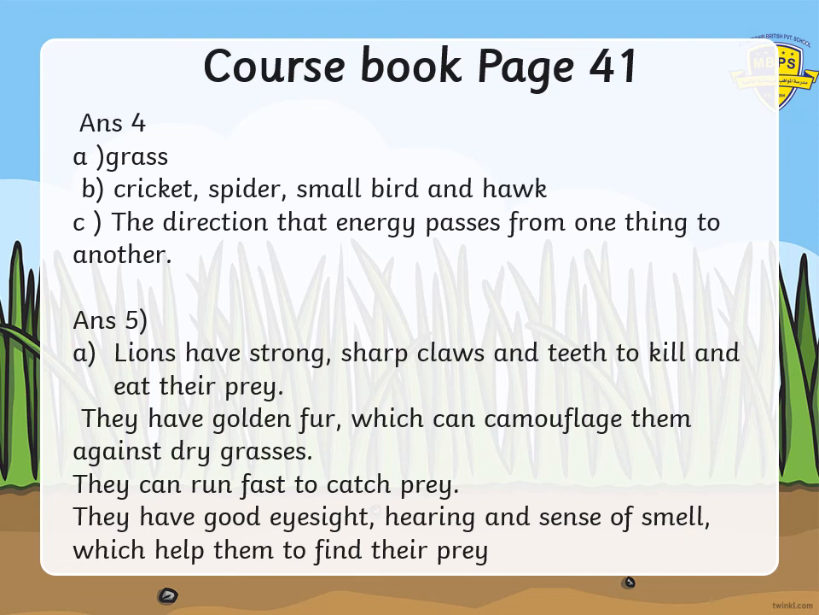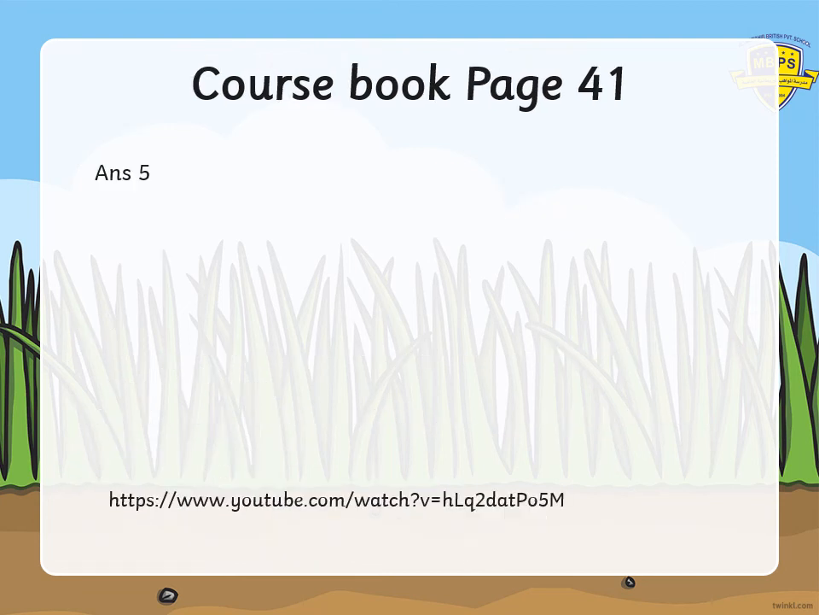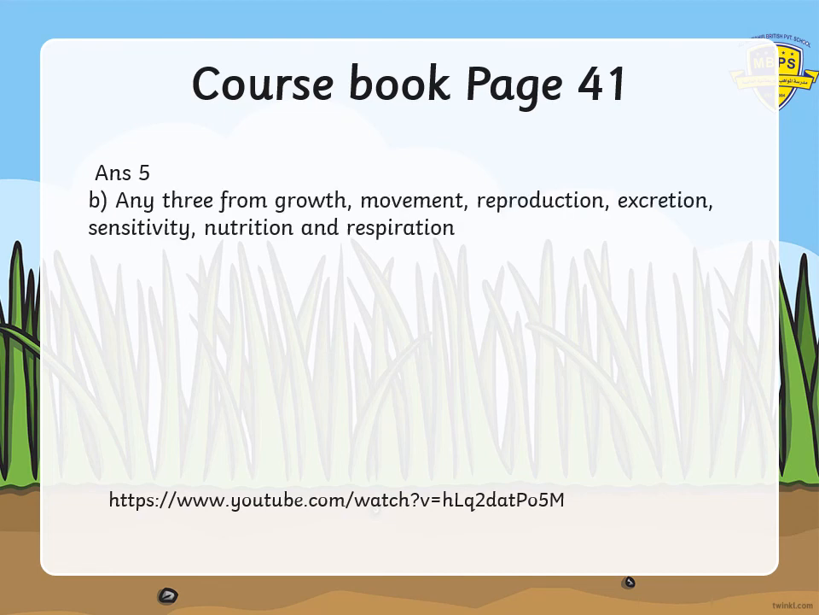Question number 5 B. What are the 3 characteristics of living things? Do you know what the characteristics of living things are? Can you remember them? You can choose any 3 of them. Growth, movement, reproduction, excretion, sensitivity, nutrition, respiration.